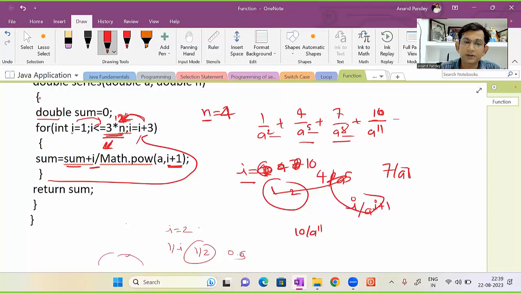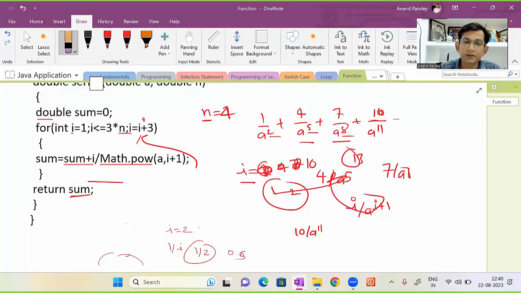Now I plus equal to I plus 3. Now I will be 13. And this condition will be false, so control will go outside the loop. And here we are returning the value of sum. Okay, so you can see how many terms we have added? 4 terms. Since we have taken n as 4, we have added 4 terms.